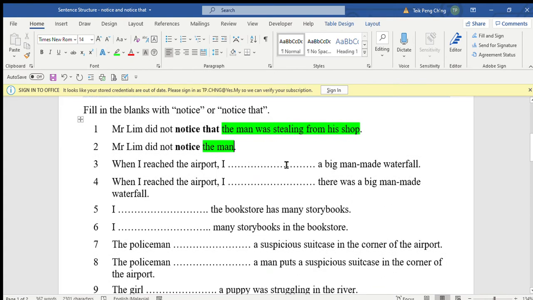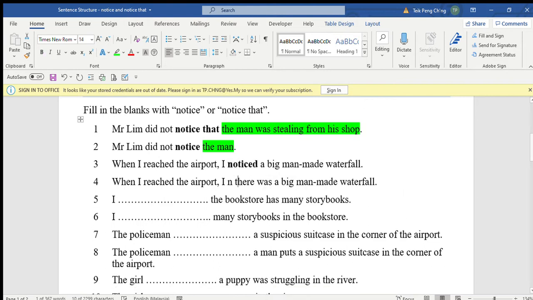Okay, now number 3. When I reached the airport, I noticed, you need to put a past tense here. I noticed a big man-made waterfall. Number 4. When I reached the airport, I noticed that there was a big man-made waterfall.